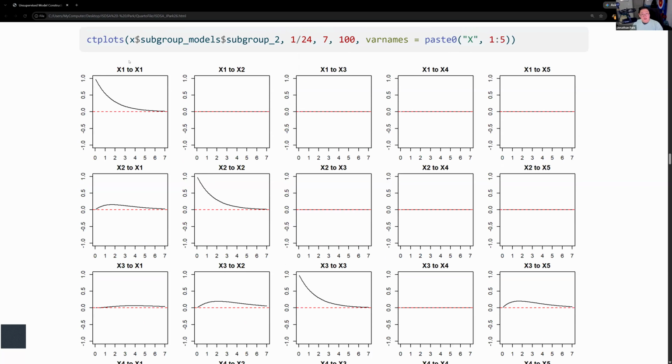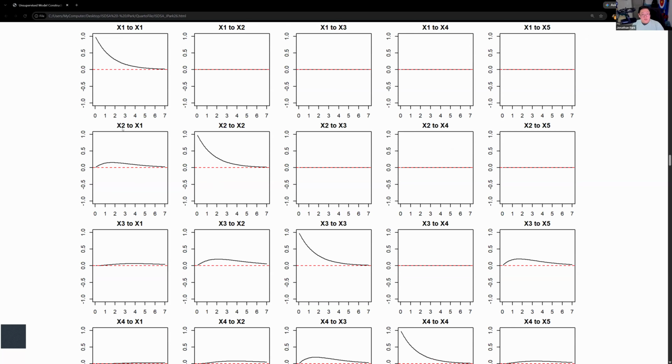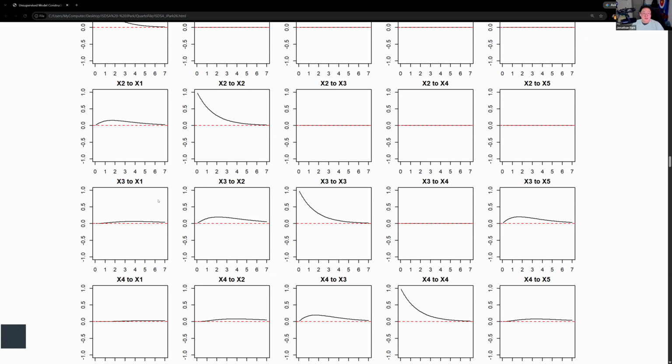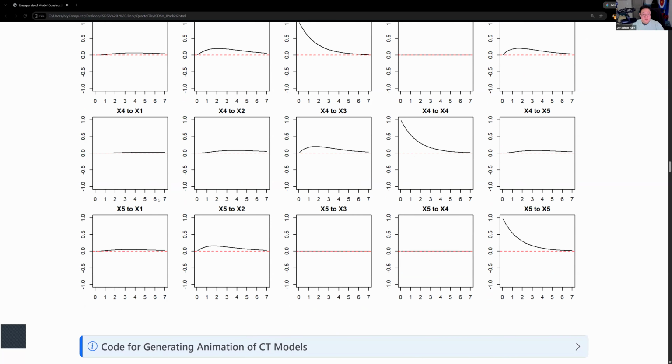So from x1 to x1, this is the autocorrelation. When is it strongest? Near 0, and then we see that it decays. And then this red line is basically the 0 effect. So we can see for different dynamics, when are they non-zero, when are they 0? For the relationship from x2 to x1, it reaches a peak maybe around 1 to 2 on average, and then it decays, and then we can see all of these different effects.